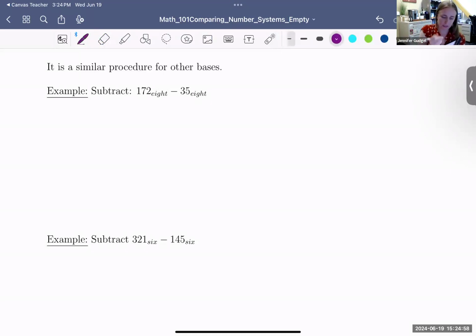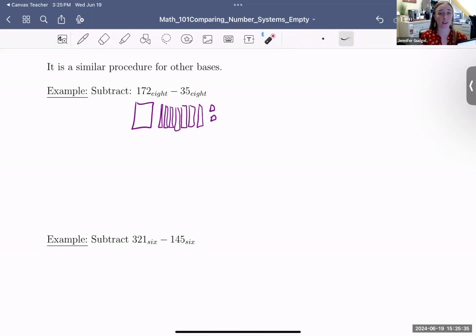So 107, or sorry, I just made the mistake that I tell students not to make all the time. 172 base 8, it's not 172 because we're not in base 10. So 172 base 8 minus 35 base 8. So one flat, 1, 2, 3, 4, 5, 6, 7 rods and 2 units. And I need to take away 5 rods, 5 units and 3 rods. 3 rods and 5 units is what I want to take away.